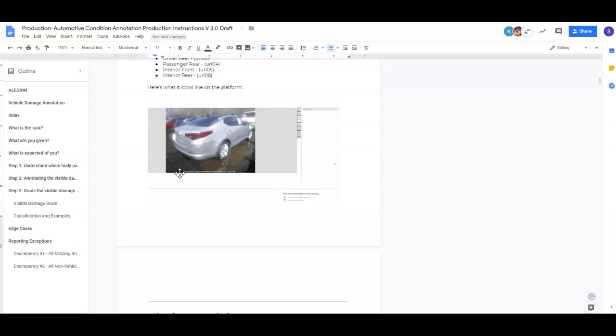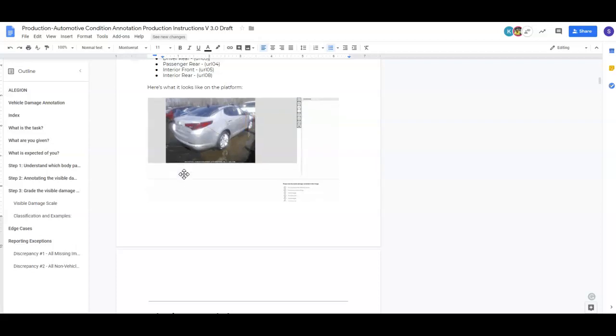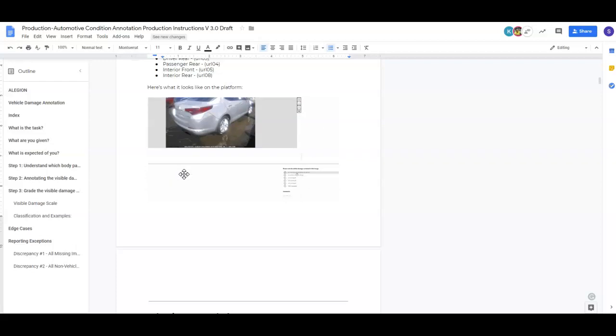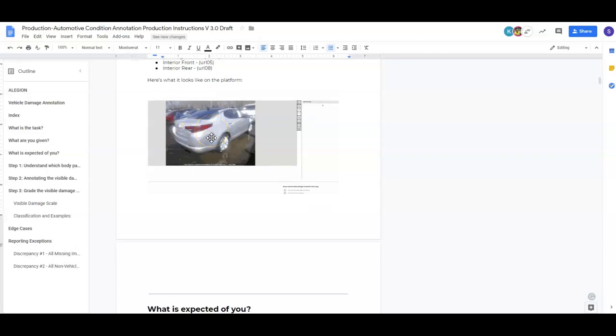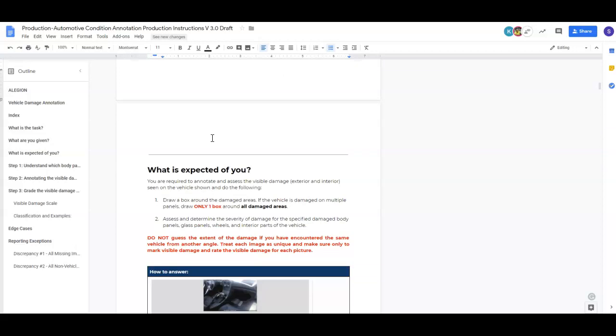Also, your understanding from before this, and your understanding based on the daily automotive condition analysis, some of those things are no longer relevant. For example, before this you would not assess the side mirror or the lamps, but now you are assessing the entire vehicle as a whole. Certain classifications have changed quite a bit, so we have to go through them and make sure that you understand them completely. Now, what is expected of you?